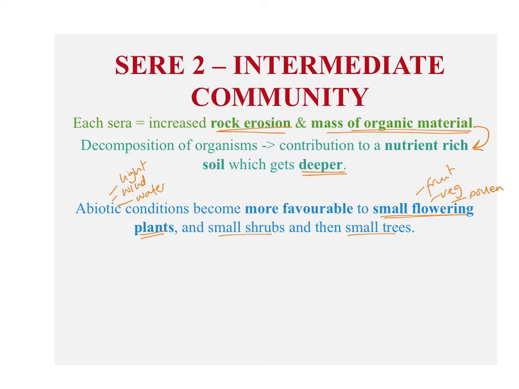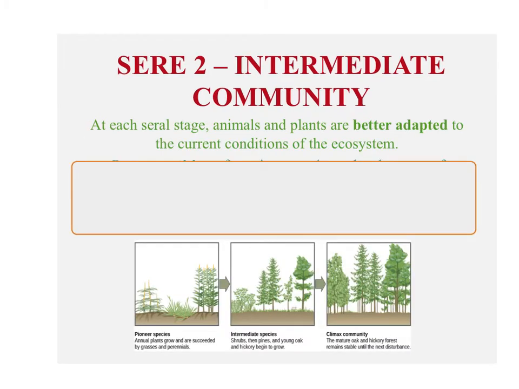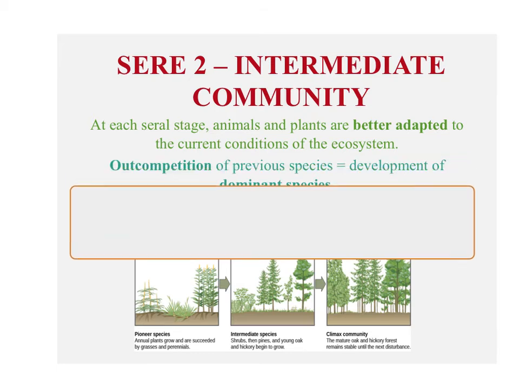You can see now that we've developed from that very basic lichen covering the rock surface to now looking at areas where other organisms, animals for example, can start to survive as well. And at each of those seral stages, the animals that we see coming into the community, the plants that we see growing in the community, are going to become better adapted to the conditions.